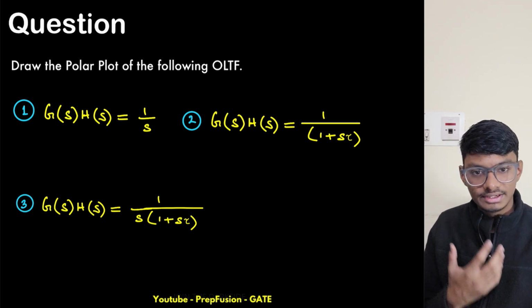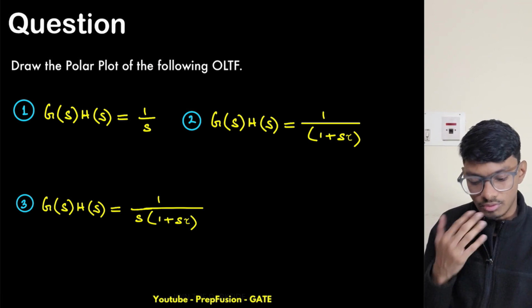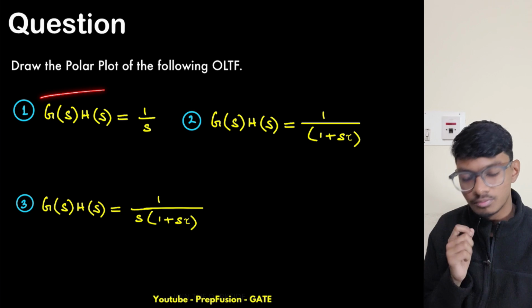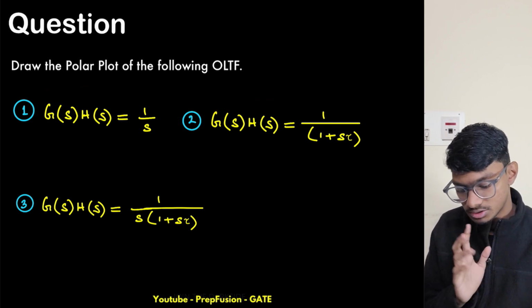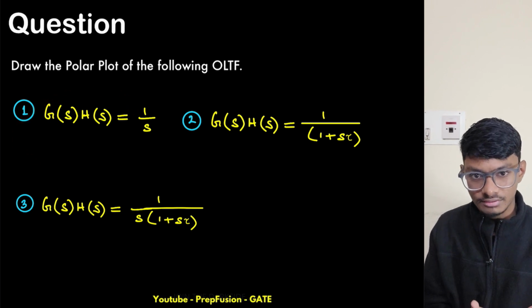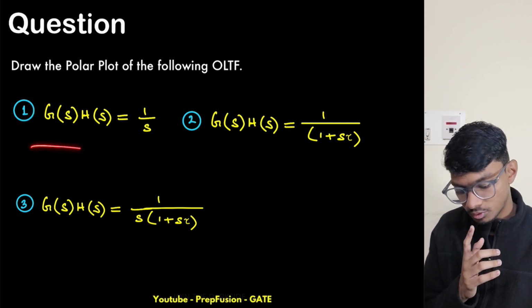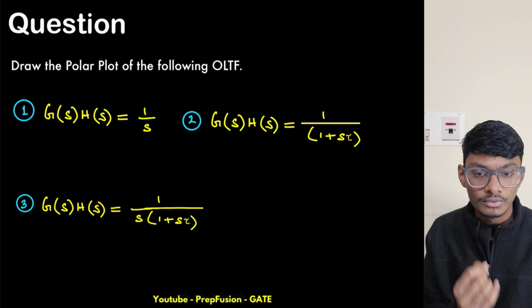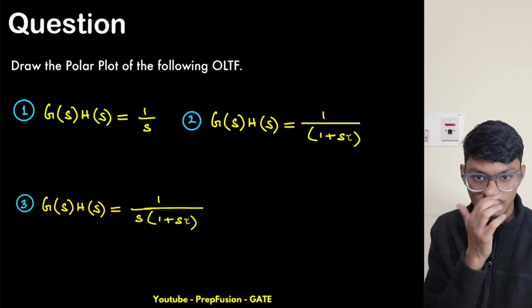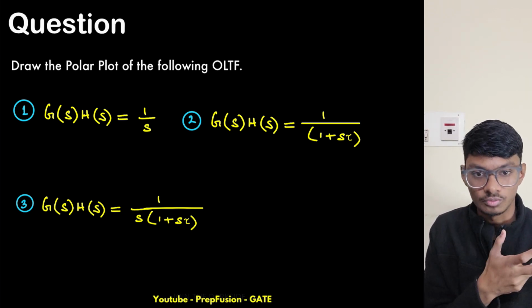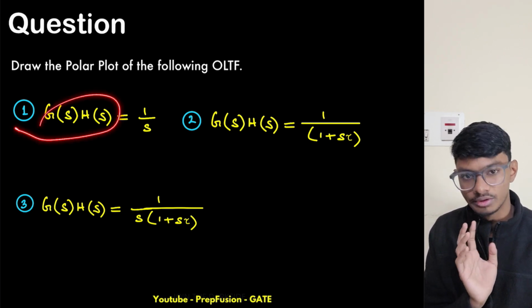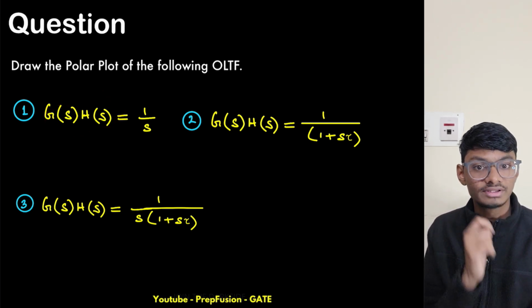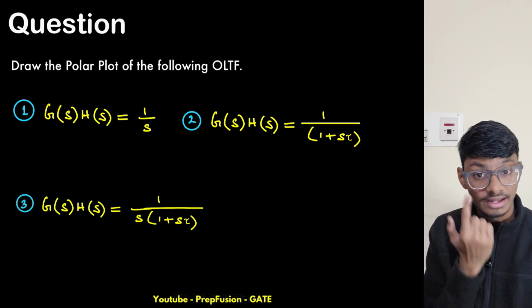Now let's get straight to our polar plot. We have to draw the polar plot of the following OLTF. Try to pause the video and do all these examples. What do you need to do? You need to separate the real part and the imaginary part of j omega, and then plot. Or you can find the angle and the magnitude, and plot like that also.